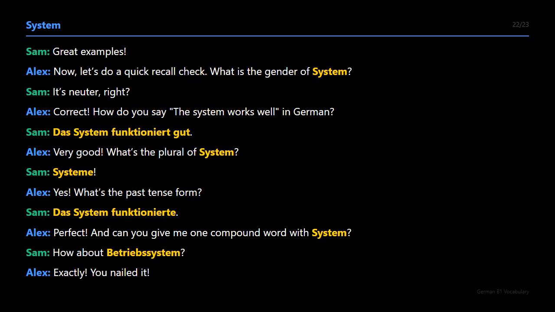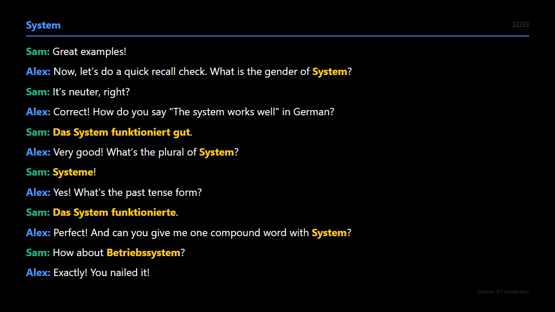Great examples. Now, let's do a quick recall check. What is the gender of System? It's neuter, right? Correct. How do you say the system works well in German? Das System funktioniert gut. Very good. What's the plural of System? Systeme. Yes. What's the past tense form? Das System funktionierte. Perfect. And can you give me one compound word with System? How about Betriebssystem.